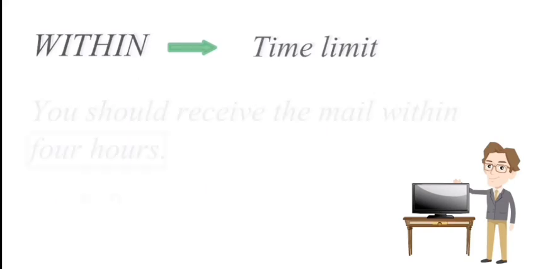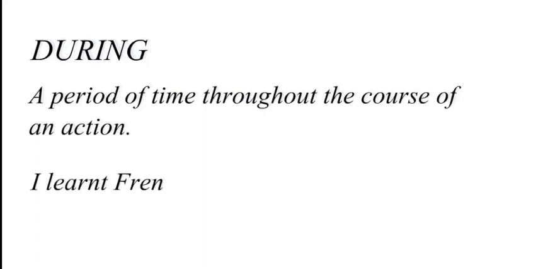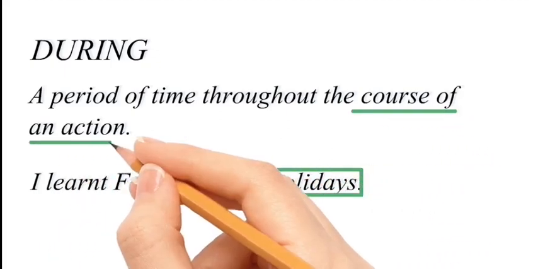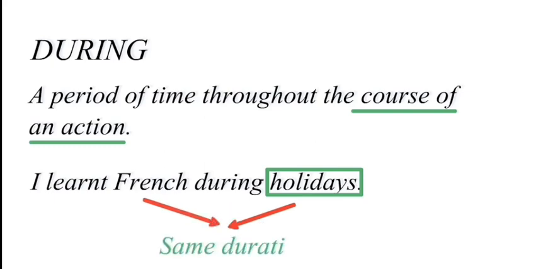Now see the preposition during. During indicates a period of time throughout the course or duration of any event or action. See the example. I learned French during holidays. Now see here. Holidays is the course or the duration of the event which is happening and I did the second work within that course of time. For example, when my holidays were going on, during that time I learned French. So, doing a task during the course or time period of another event.